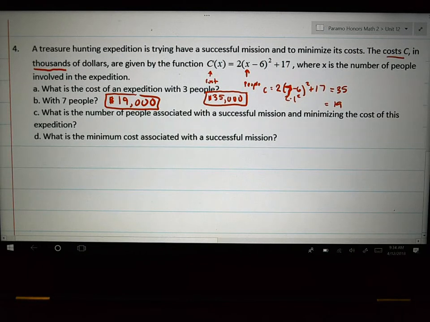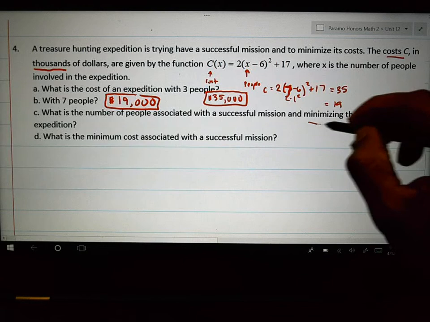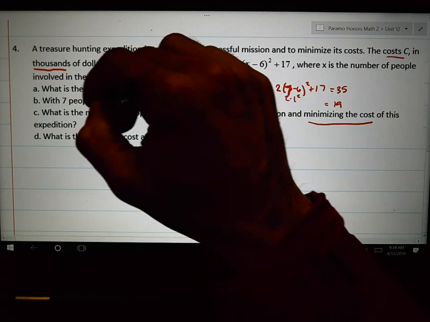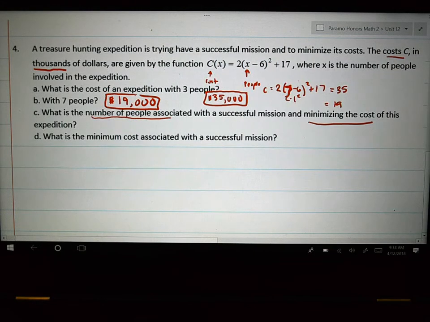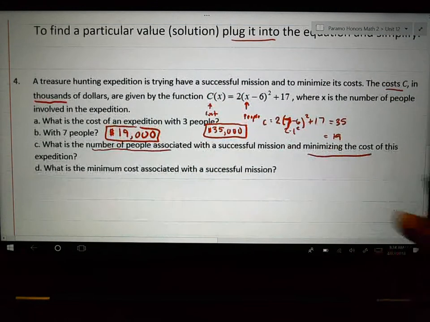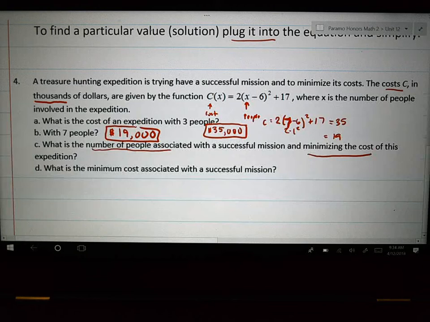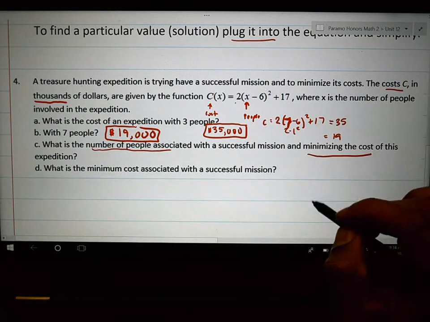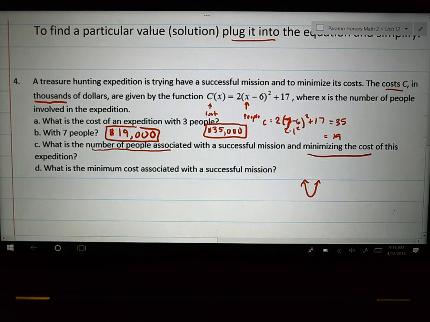Part C, what is the number of people associated with a successful mission and minimizing the cost? We want to find the absolute lowest possible cost. And what is the number of people associated with the lowest cost? What does that mean? I want to find the minimum value. This has a positive 2a. If I were to graph it, it's going to look something like this. The minimum cost is where the vertex is.